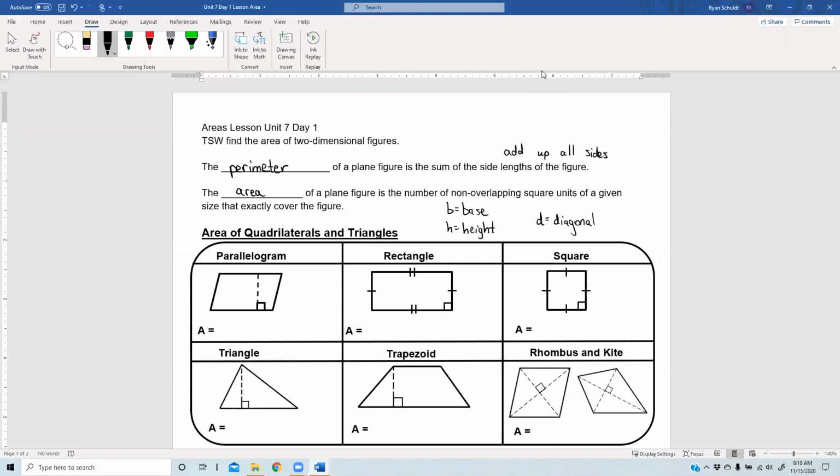Okay, so for a parallelogram, the area is the base times the height. So area is BH. Notice the height goes straight up and down. It's not this side over here. Straight up and down.